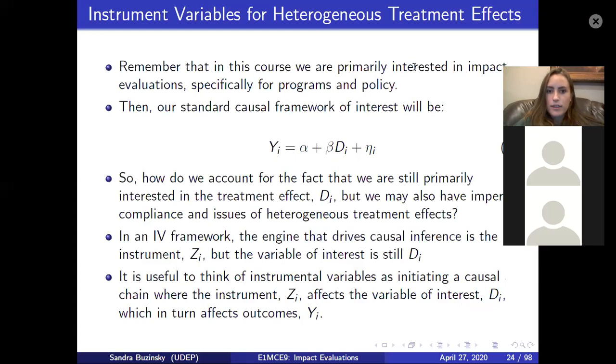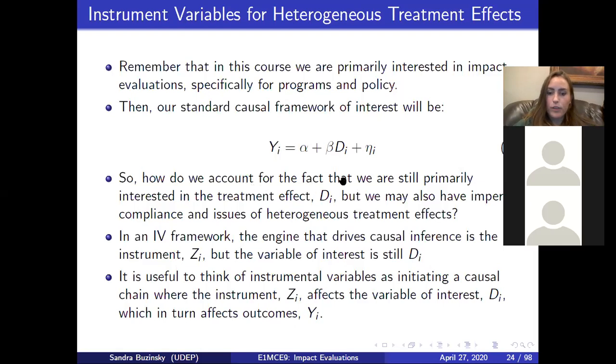Okay, so we're going to talk about heterogeneous treatment effects, and that's when different people are treated differently. They have different treatment effects. So yeah, that's an obvious statement. Remember that we're primarily interested in impact evaluations, hence the course name. Our standard causal framework will always start with our outcome variable being a function of our treatment dummy. So remember di equals 1 if you're treated, and di equals 0 otherwise.